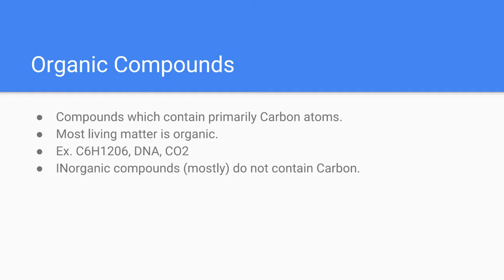First of all, we've got organic compounds. The definition of an organic compound is something that contains carbon atoms. Now, most living matter here on Earth is organic, which means it has carbon in it. An example of this is C6H12O6, which is glucose, or our DNA, or CO2 gas, which is also known as carbon dioxide. Now, an inorganic compound, most of the time, does not contain carbon. There are some exceptions, and we'll get to that in a later video.